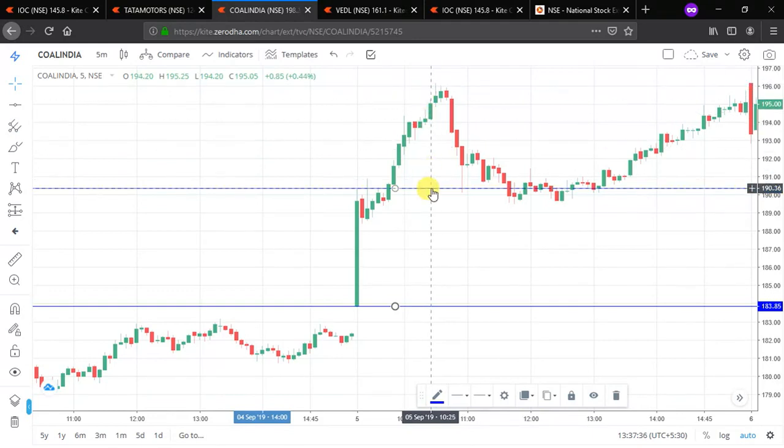Some of you might ask, where can I set my stop loss? As this is your entry point, this can be your stop loss. The high is your entry, the low is your stop loss. If you're buying, this high is your entry, and this low is your stop loss.